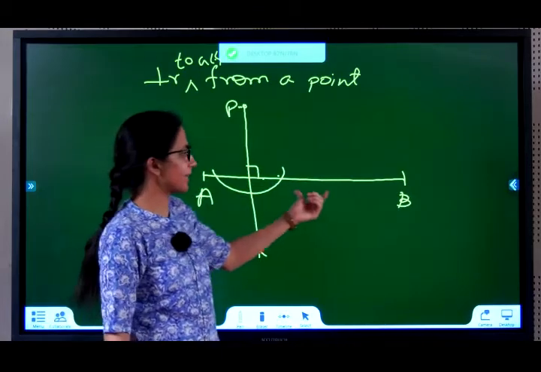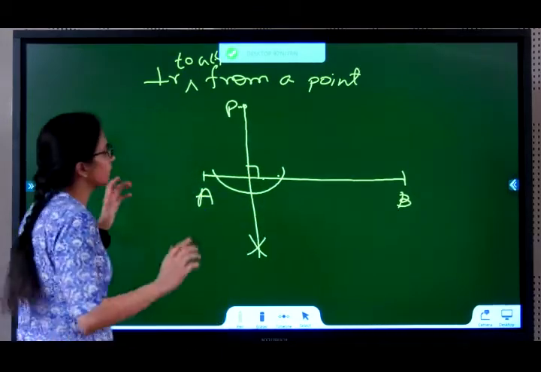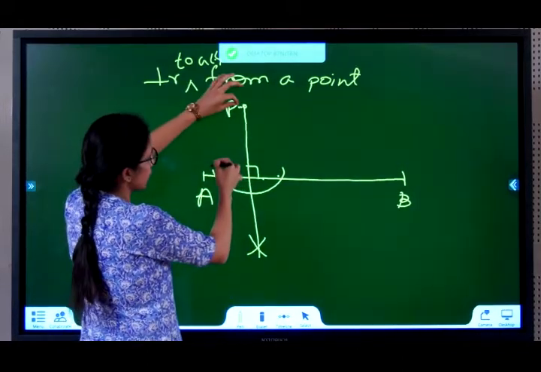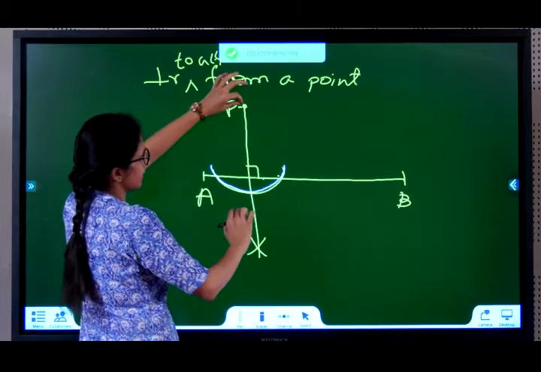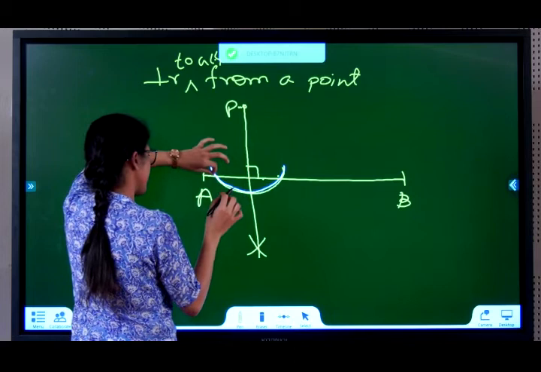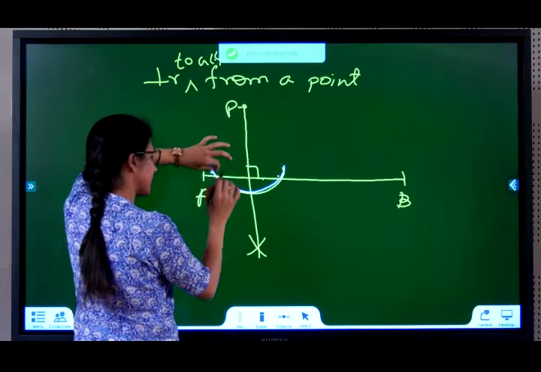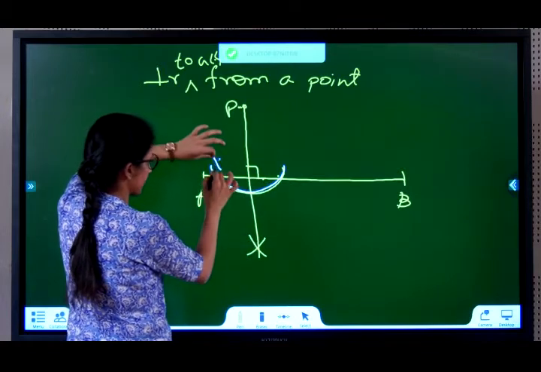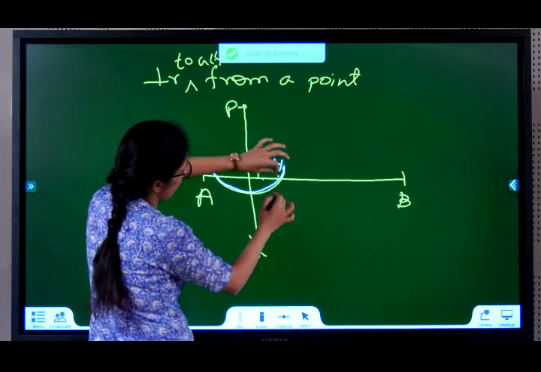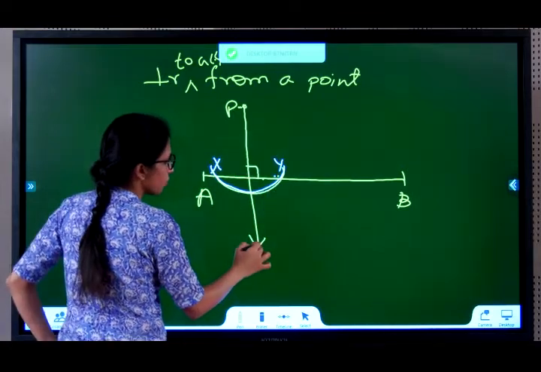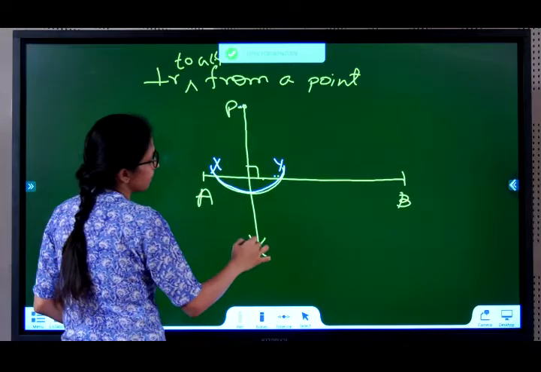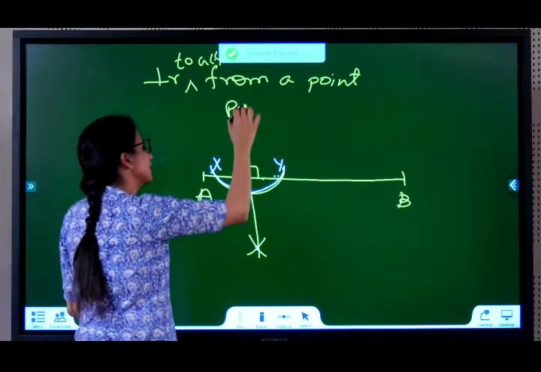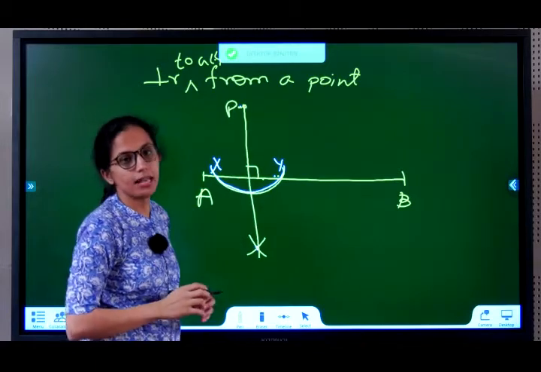Is it a bisector? Is it bisecting AB? No, it's not. It is only a perpendicular. So what did we do? We kept the needle at P. We chose a radius such that it cuts AB like this. Then we measured more than half of the cut segment. With that radius, we cut an arc from X. Then with the same radius, we cut an arc from Y. Wherever these two arcs intersect, join point P to that point. This line will be perpendicular to the line segment.